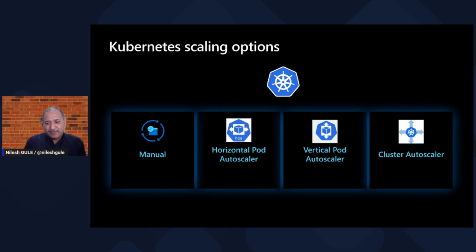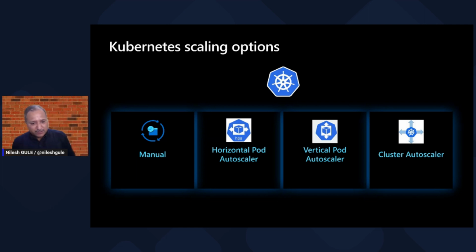The other one is an automated or semi-automated way in which we use one of the other options. It could be the horizontal pod autoscaler or HPA, where based on the resources, we can let the Kubernetes controllers or the schedulers themselves scale the objects for us.